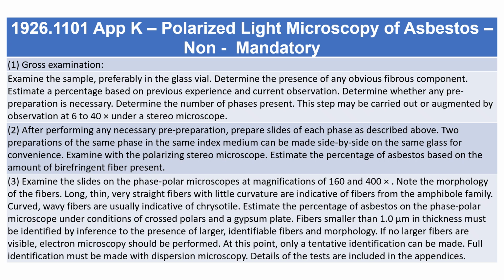Fibers smaller than 1.0 µm in thickness must be identified by inference to the presence of larger, identifiable fibers and morphology. If no larger fibers are visible, electron microscopy should be performed. At this point, only a tentative identification can be made. Full identification must be made with dispersion microscopy. Details of the tests are included in the appendices.